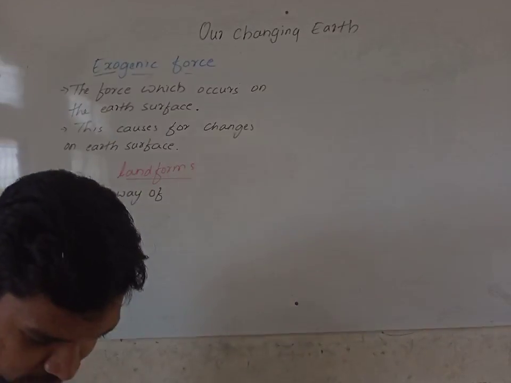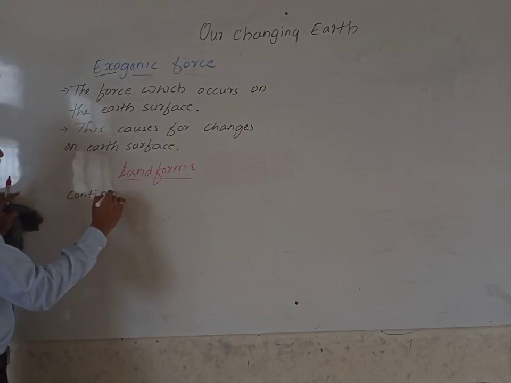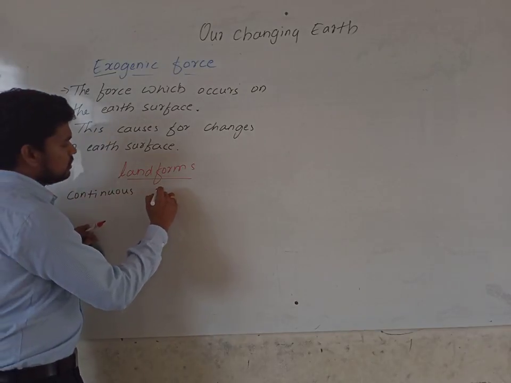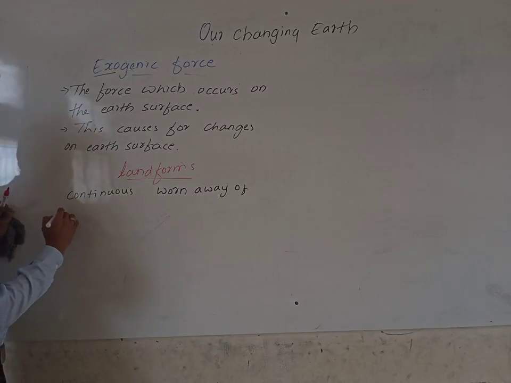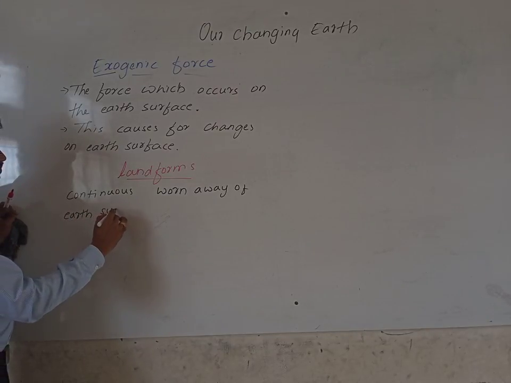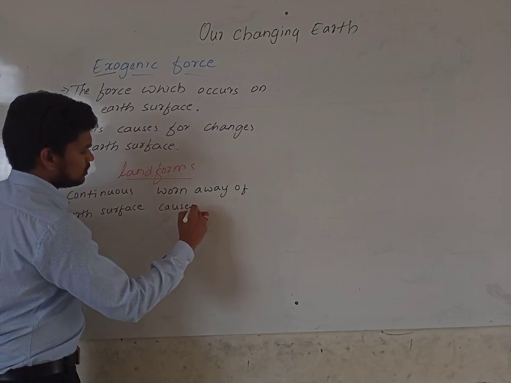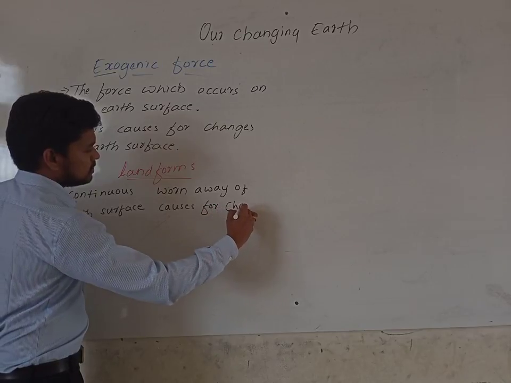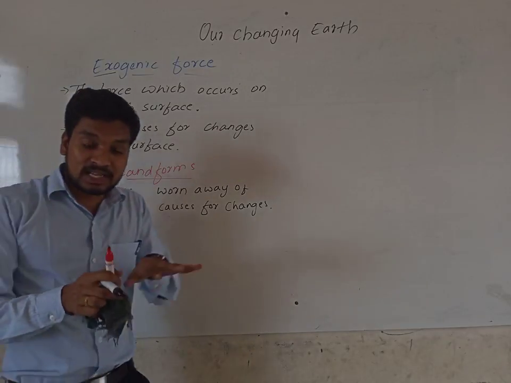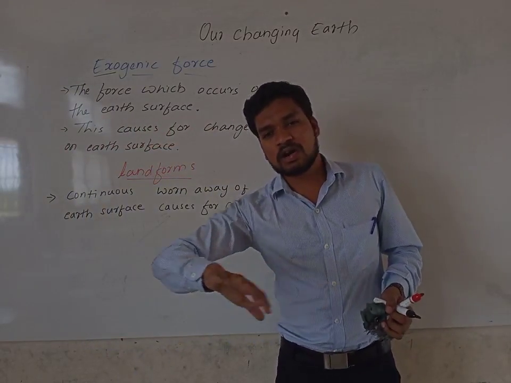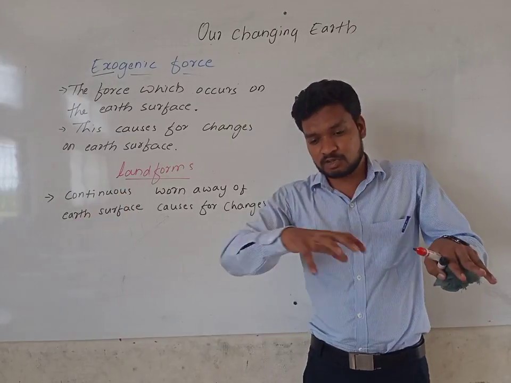So continuous wearing away of the Earth's surface causes changes. Continuously our Earth's surface is wearing away, which means some places will be deposited with some other things, and some places will be eroded.